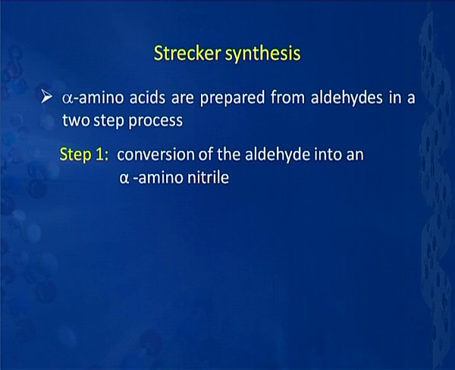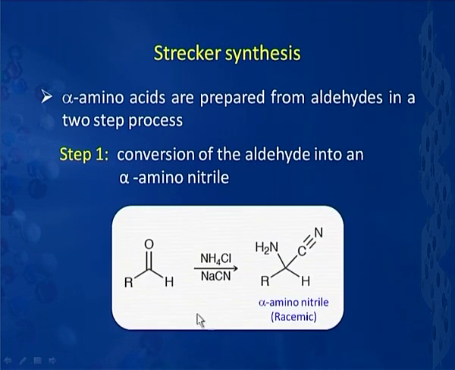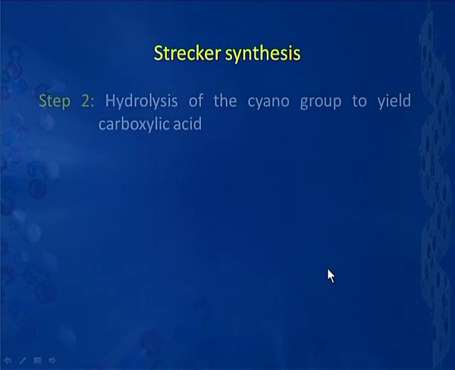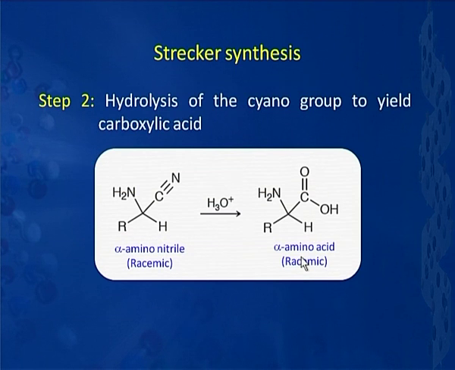Okay. Now, let us move on to yet another method that is called stereosynthesis. In this method, basically amino acids are prepared from aldehydes in a two-step process. The first step is that we convert the aldehydes into an alpha amino nitrile. That is the following reaction: you take an aldehyde, treat it with ammonium chloride and sodium cyanide, and what I get is an alpha amino nitrile here. This nitrile is then in the second step hydrolyzed to give the alpha amino acid as the product here, and here again I will be getting a racemic product.